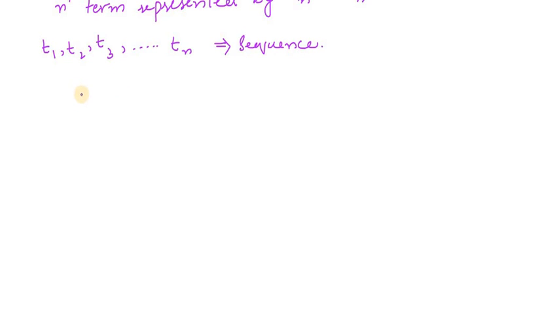And if you are given an expression, first term plus second term plus third term and so on up to the nth term, it is called a series. If the series consists of a finite number of terms, it is called a finite series. Otherwise, it is called an infinite series.